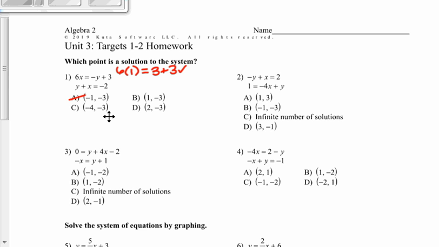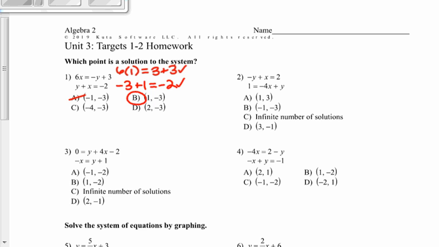So checking B, that'd be 6 times 1 equals -3 plus 3. That is a true statement, so I'm going to go ahead and check it in the second equation as well. In the second equation, that would be -3 plus 1 equals -2, which again is a true statement. So since it's true in both equations, the answer must be B.